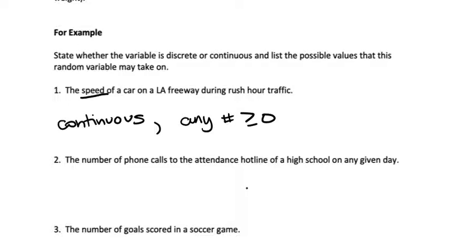Number 2 is the number of phone calls to the attendance hotline of a high school on any given day. Now, number of phone calls is something that cannot be a decimal. It has to be a whole number. It wouldn't make sense to have half of a phone call. So this is discrete. And possible values it could take on, well, they could not receive any phone calls, so 0 is a possibility, or it could be 1, or it could be 2. There is some sort of upper limit, but I'm not sure what it is, so I'll use n.